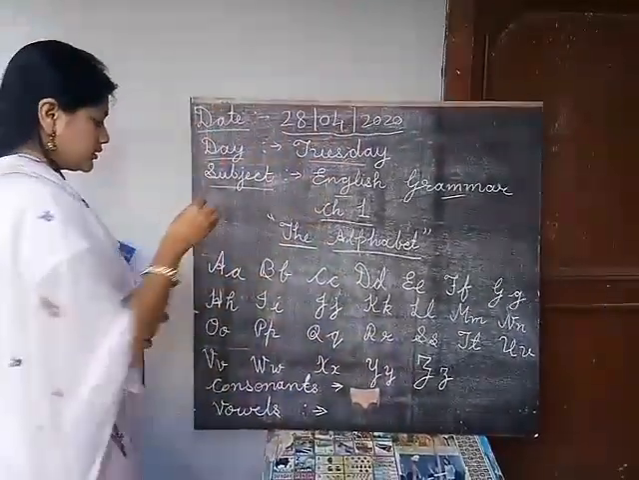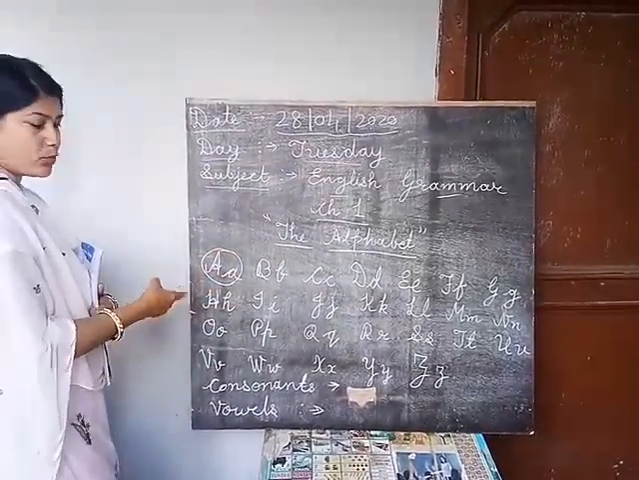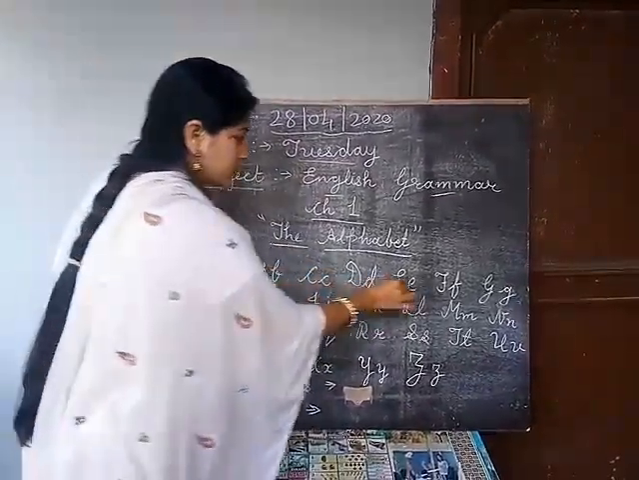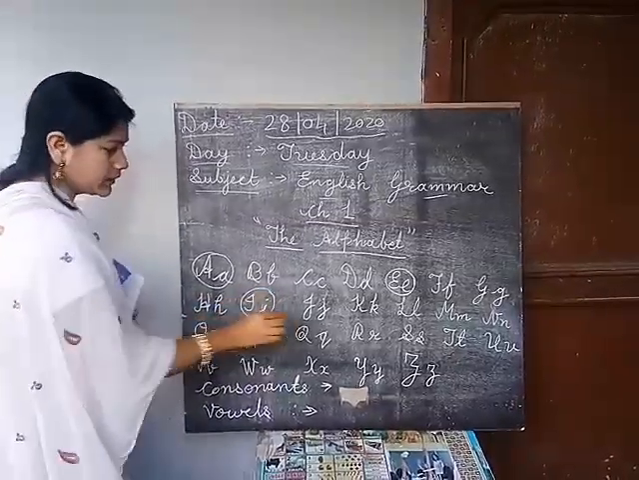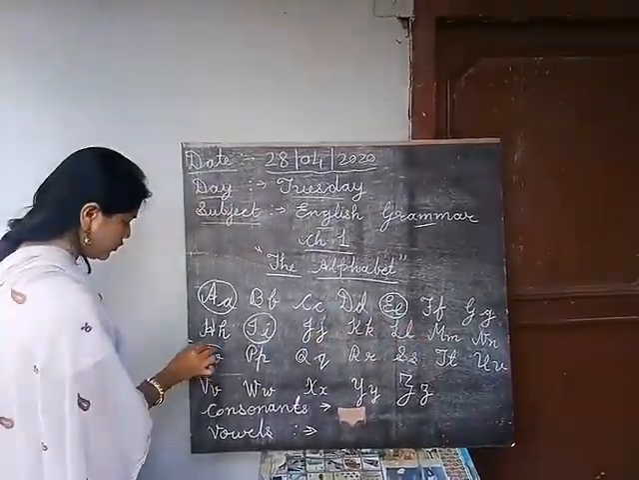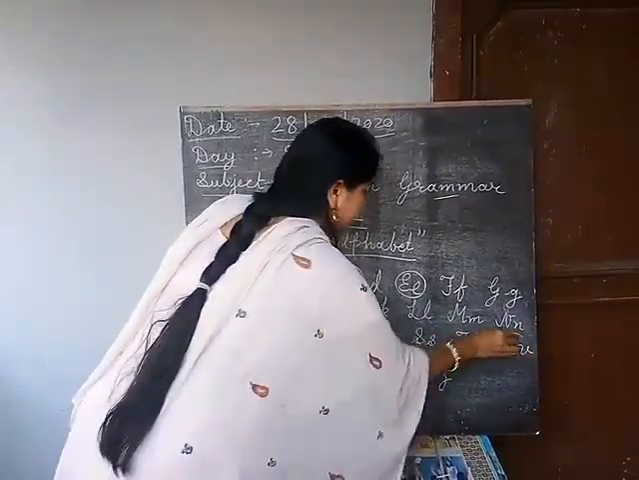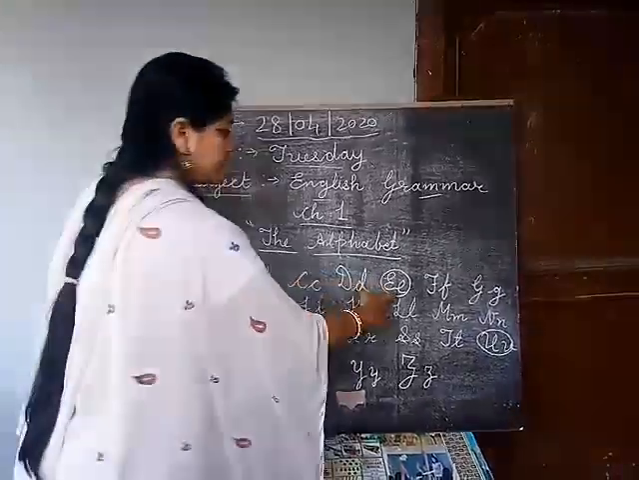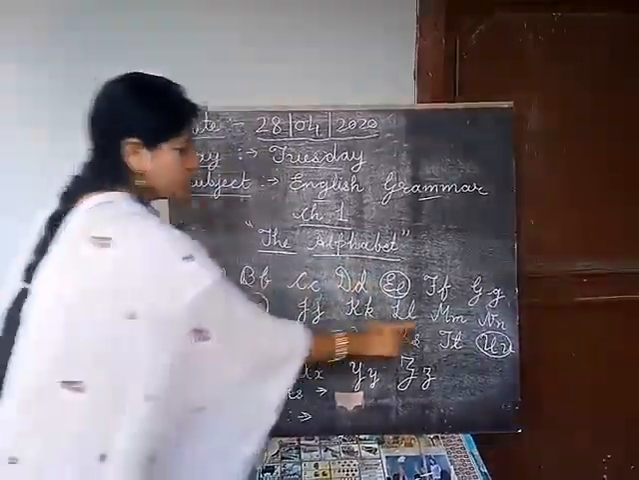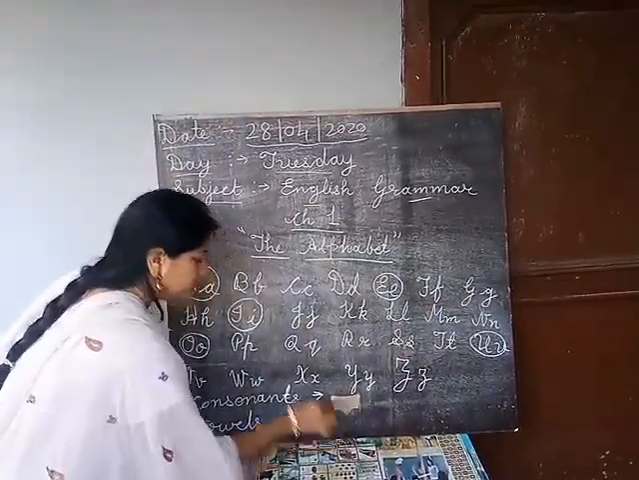So I want to show you A, capital A and small a, E, I, O, U. Where is U? It's here. So how many vowels are there? A, E, I, O, U. Five vowels are there. So I have written here five vowels.